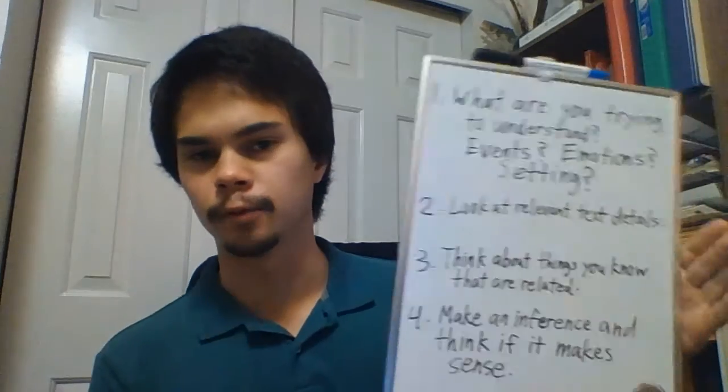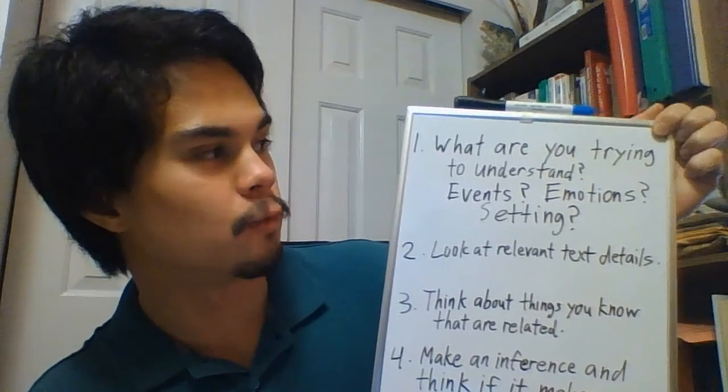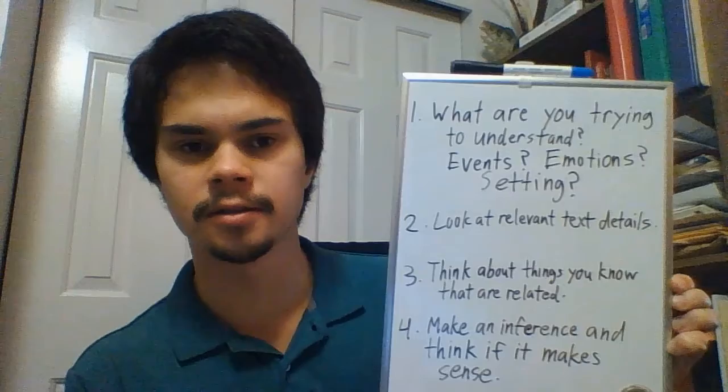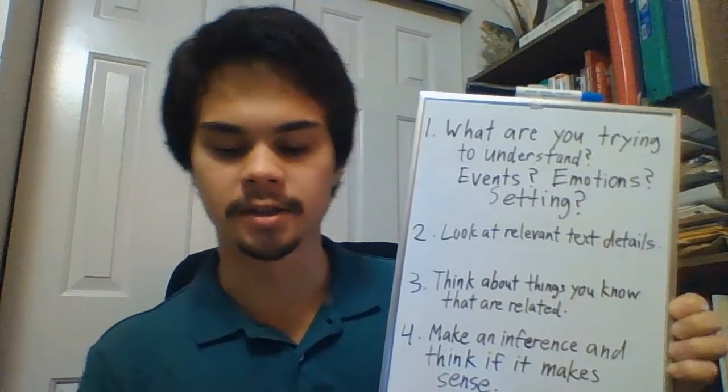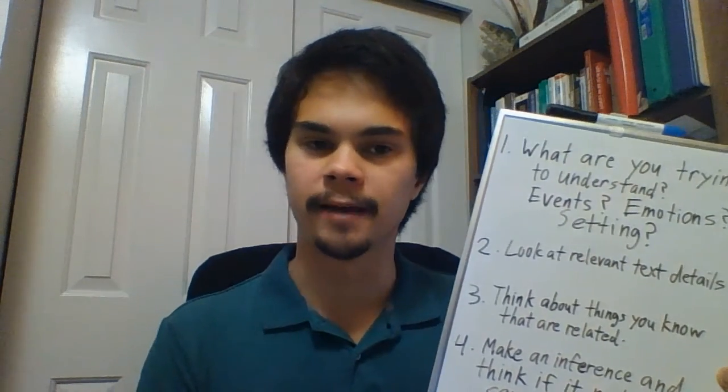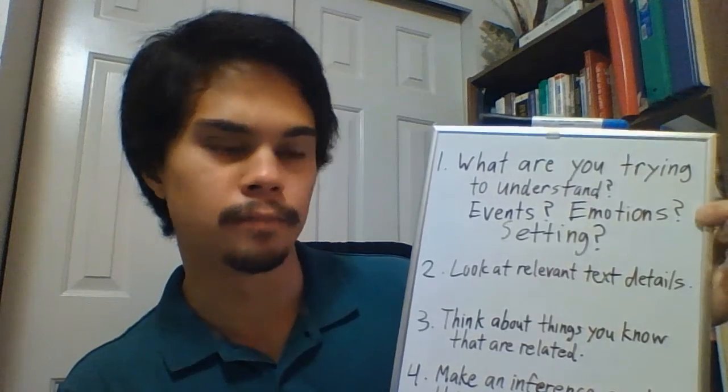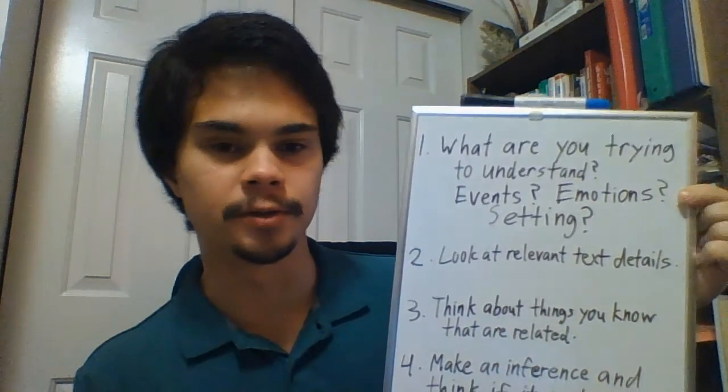We're going to do a second example from this same paragraph, and the question we're going to try to answer this time is, how is Pat feeling? So let's go back to our 4 steps. Step 1 is, what are you trying to understand? Events, emotions, or the setting? The question is, how is Pat feeling? That would be emotions, how one of the characters is feeling.